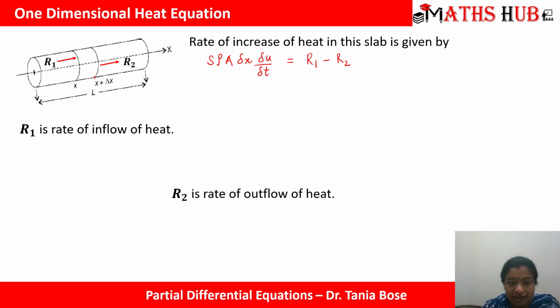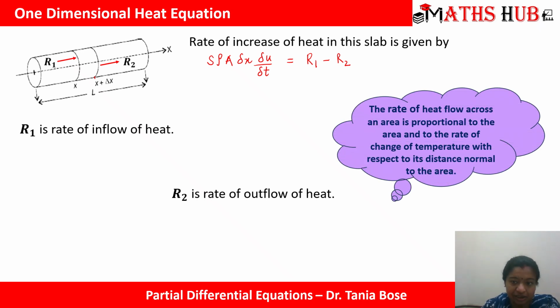So, we did the third result in heat conduction, that the rate of heat flow across an area is always proportional to the area and to the rate of change of temperature with respect to its distance normal to the area. So that means what should R1 equal to? R1 should be proportional to the area times the rate of change of temperature, that is del U by del X at the point X, right?